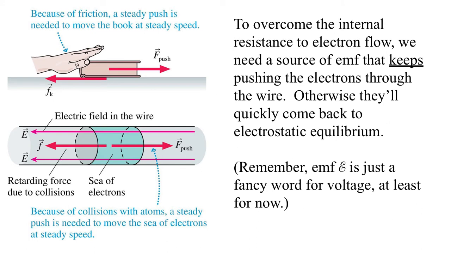To overcome the internal resistance to electron flow, we need a source of EMF that keeps pushing the electrons through the wire. Otherwise, they'll just quickly come back to electrostatic equilibrium. Remember that EMF here is just this weird term for voltage. It's electromotive force. It's an old term.